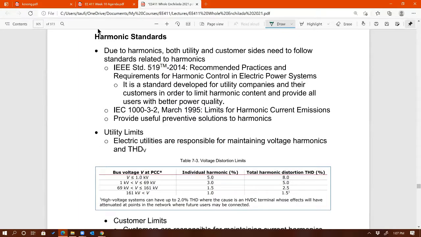Okay, harmonic standards. There are some limits, or some guidance I should say, recommendations for us to follow in terms of how much harmonic level should exist in an electrical system. When you're designing an electrical system, you want to make sure that the harmonic level does not exceed these recommended limits, right? I'm listing two different limits. The first one is from IEEE standard 519, and the second one is IEC 1003-2, right?